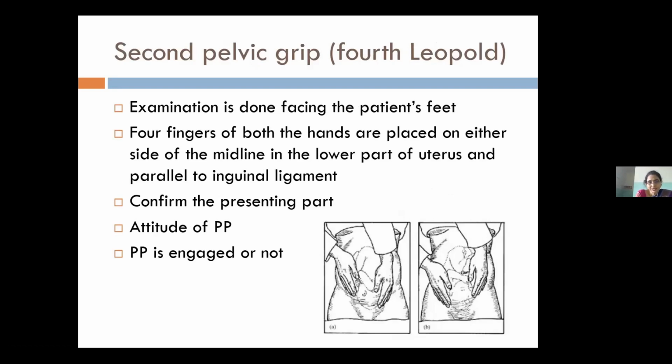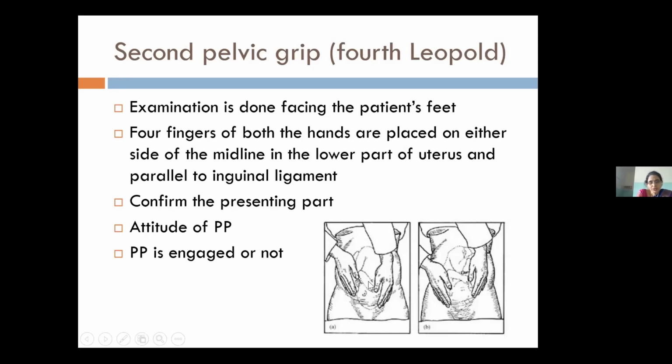Then the second pelvic grip. In this, the most important thing is you have to turn towards the patient's feet. Till now, you are examining the patient facing the head of the patient. Now you have to turn towards the patient's feet, and the four fingers of both the hands are placed on either side of the midline in the lower part of the uterus, parallel to the inguinal ligament.